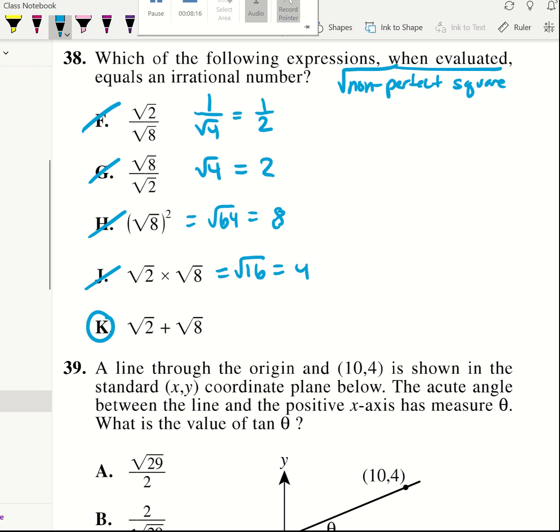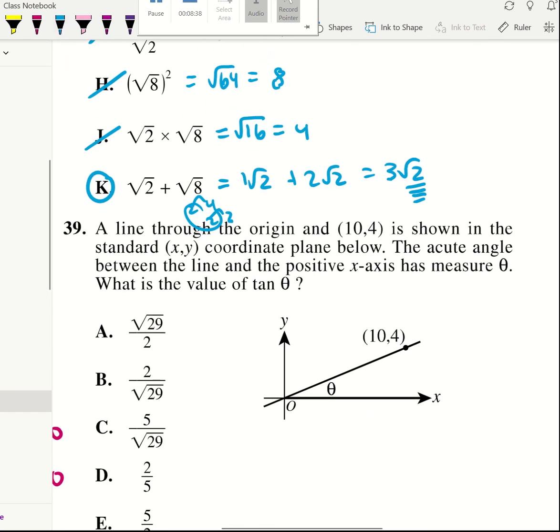What ends up happening is when you're adding, you cannot actually add the 2 and the 8 together because these are not considered like terms since they're radicals. You'd have to simplify each one. You could use a little factor tree to help you do that. Combine like terms. I still have that square root of a non-perfect square, which leads me to know that this is an irrational answer. So option K.